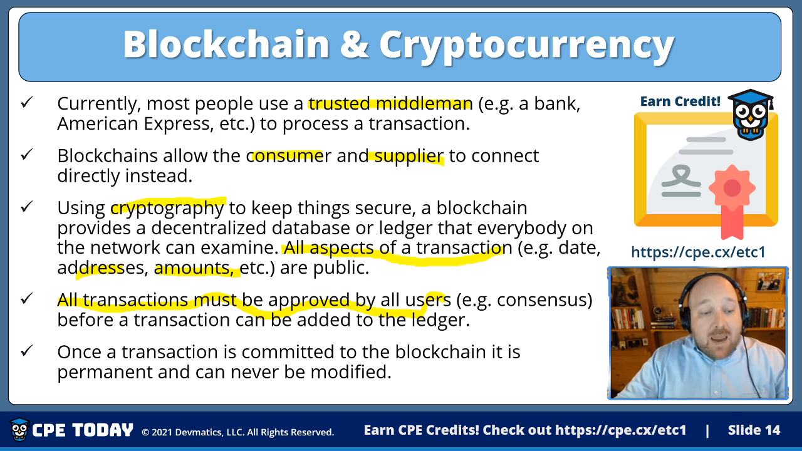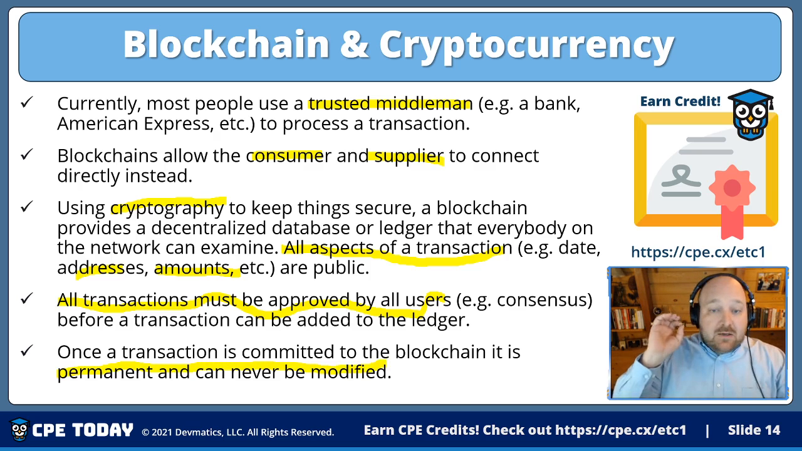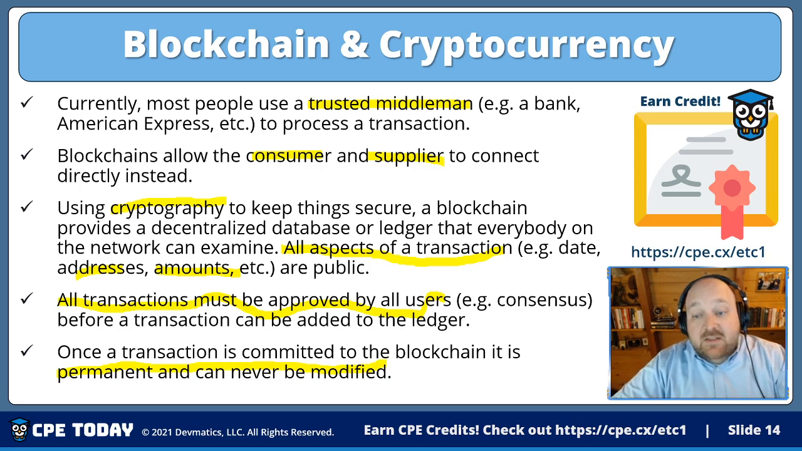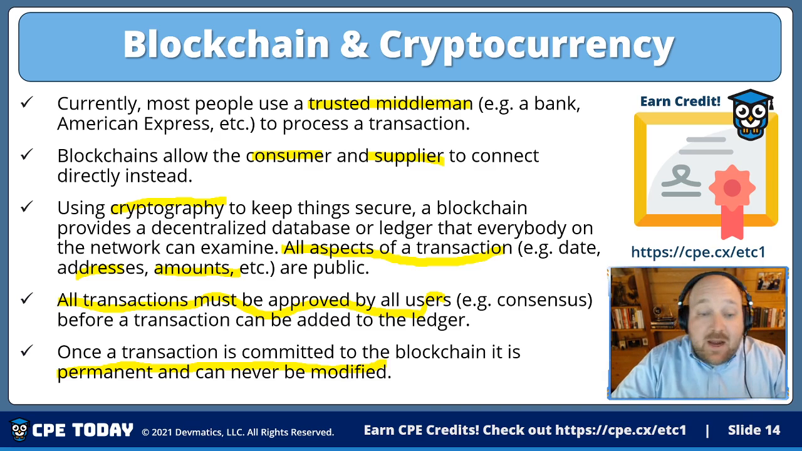Now, another major aspect of blockchain technology is permanence. When you commit something to the blockchain, it is written in stone. It essentially will exist in perpetuity from today forevermore. When something is added to the blockchain, it is permanent and can never be modified. You can't update it. You can't correct it.